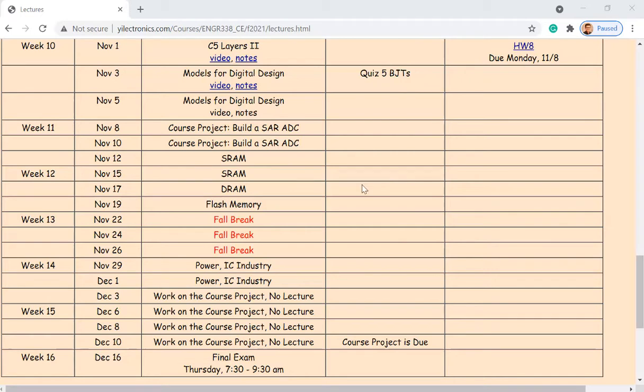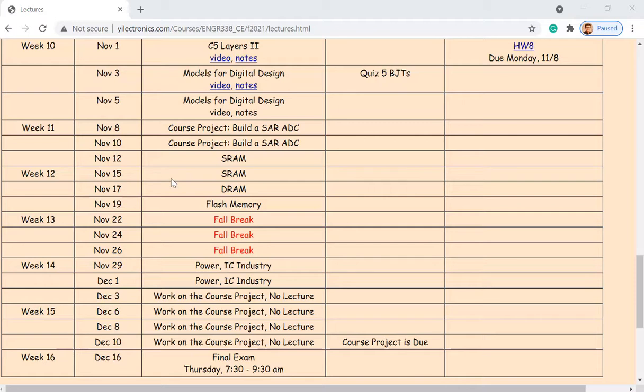So let's see. This week, we're going to wrap up the models for digital design. You'll learn how to analyze all these caps and transistors. And there will be a little homework here, and we'll do it not next week, I would say probably Monday, the week after, the 15th.